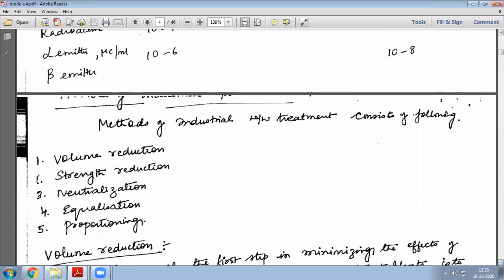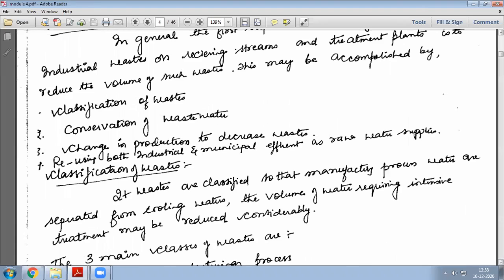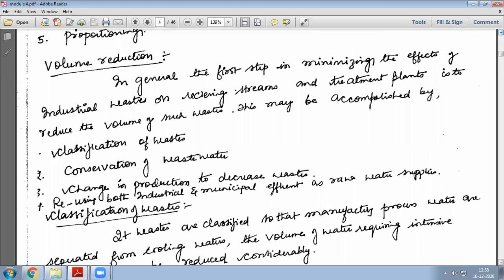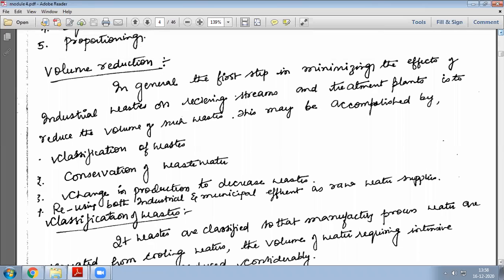Now, as a preliminary way, how can you reduce this waste? That is what I'm talking about now. Before exactly facing any problem, what are all the methodologies you can adopt? Those things I'm starting now. So first we have volume reduction.